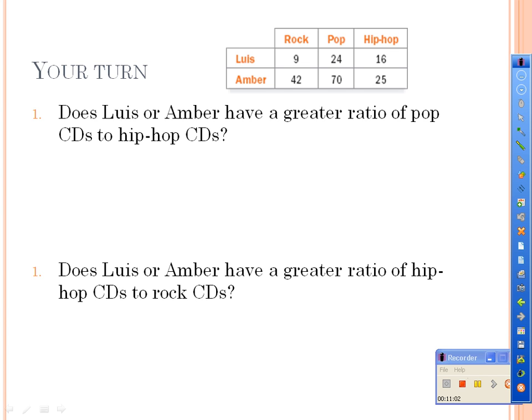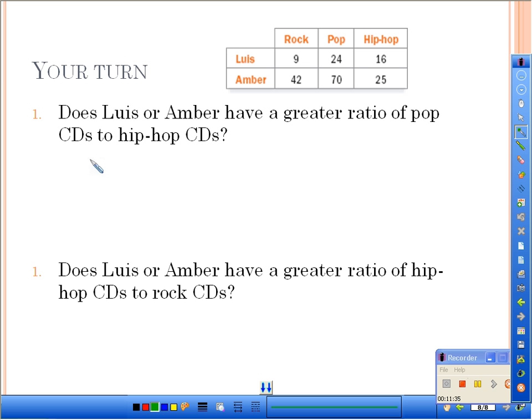Okay, does Luis or Amber have a greater ratio of pop CDs to hip hop CDs is the first question. You would need to compare Amber's to Luis. And again, we're comparing pop to hip hop. So first let's start with Amber. Amber's pop CDs is 70 and her hip hop is 25. This can be converted to 2.8 as a decimal. And that's for Amber. I'll put Amber right here. Okay, and we'll do Luis in a different color. He has 24 pop CDs and 16 hip hop CDs. This converts to 1.5. So Amber has the greater ratio of pop CDs to hip hop CDs.